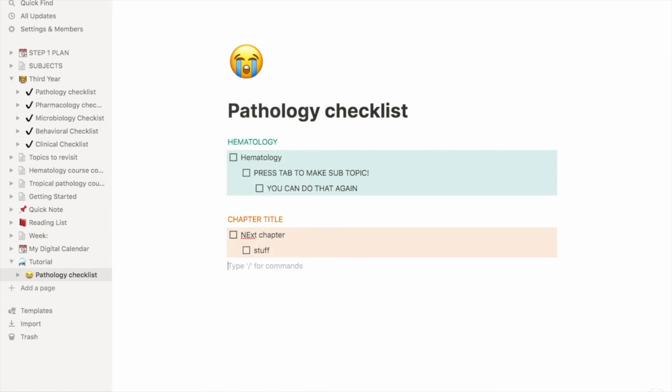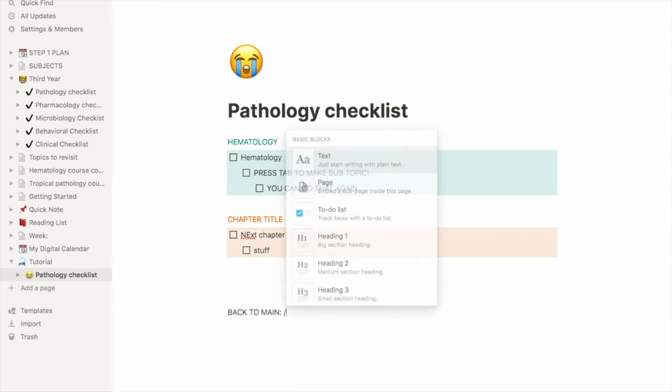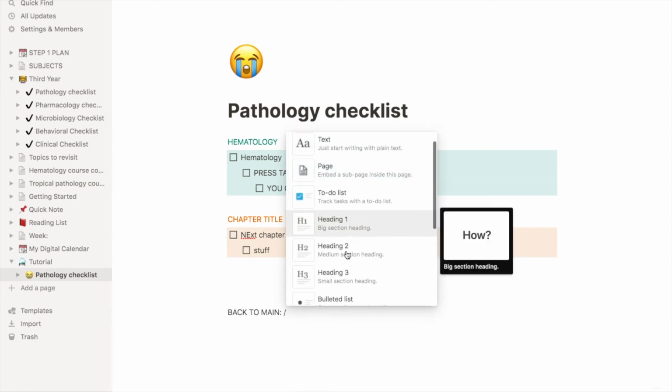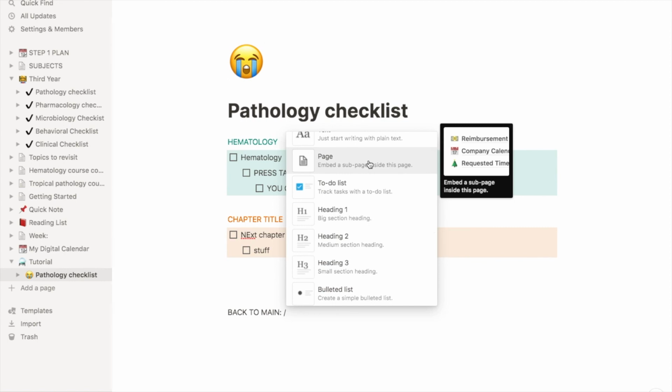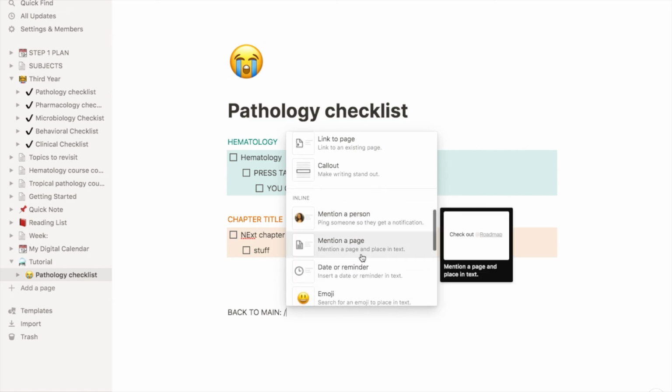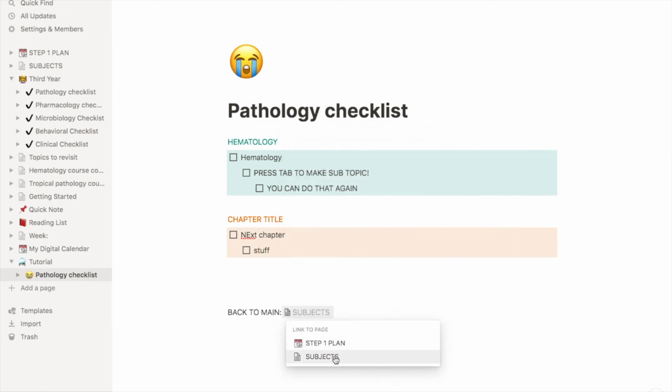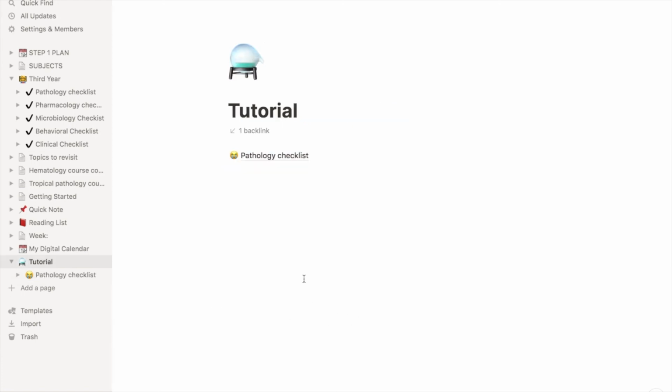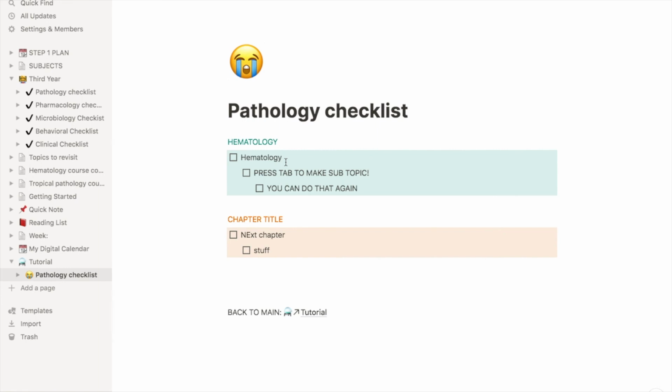And another thing that I like to sometimes add is a back link to the main page. So all you gotta do is, again, press the forward slash and scroll down all the way to the inline section and you press mention a page. Then you gotta just write the name of the page you're trying to link back to, and I'll press tutorial here, and there you go. Now you can go back to your main page. If you press that, you'll go back to the main checklist. If you press the checklist, you'll go back to the checklist, and so on.